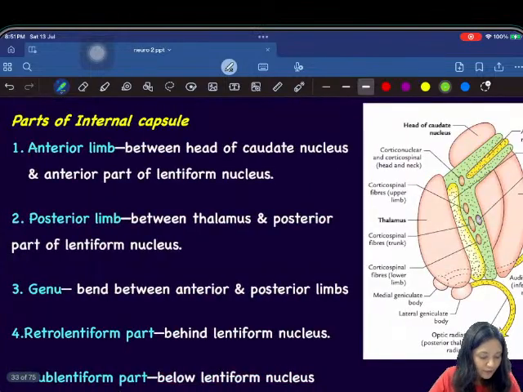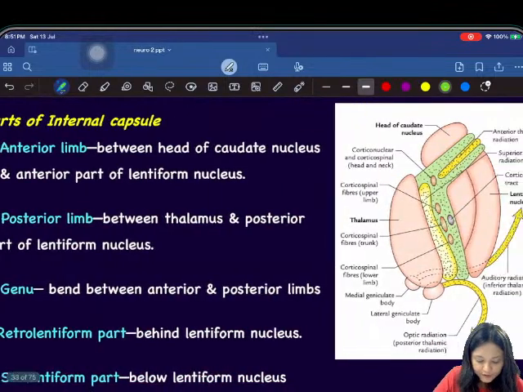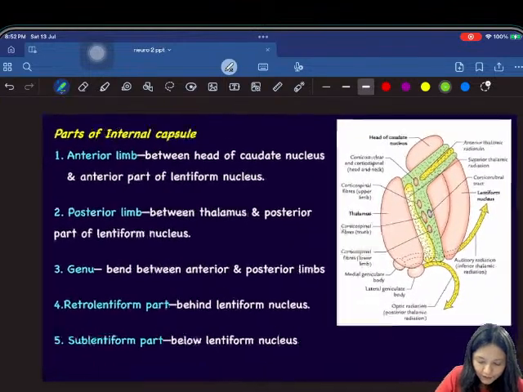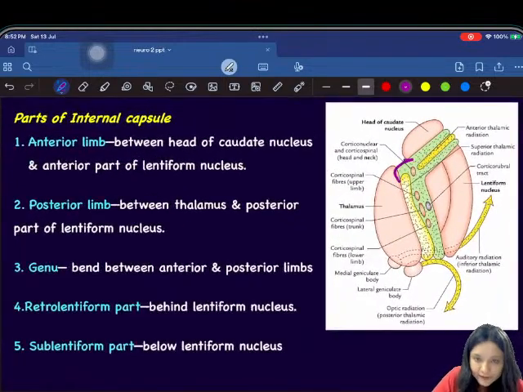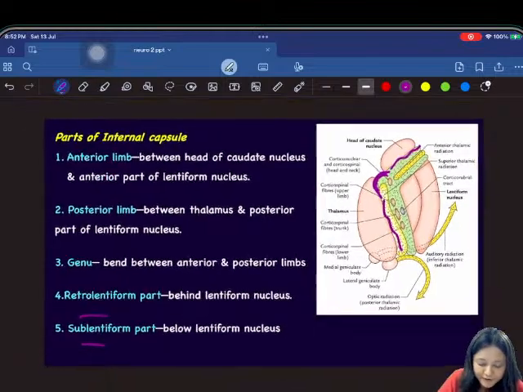Now, what are the parts of the internal capsule? We already know that if there is a bend, that is the genu, and then you have an anterior limb, a posterior limb, a retrolentiform part that is behind, and a sublentiform part. Those are the parts of the internal capsule.